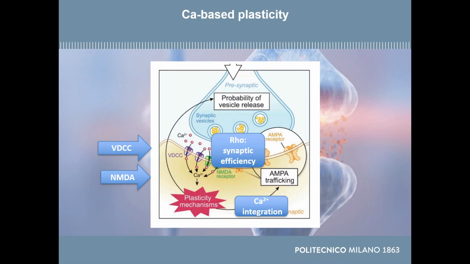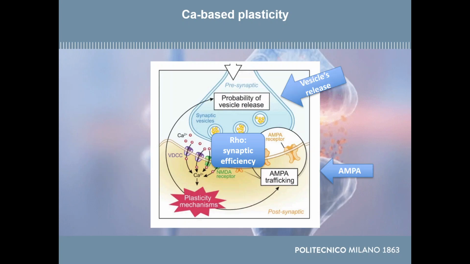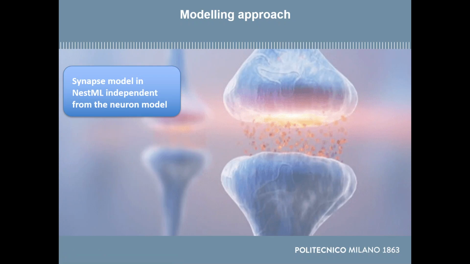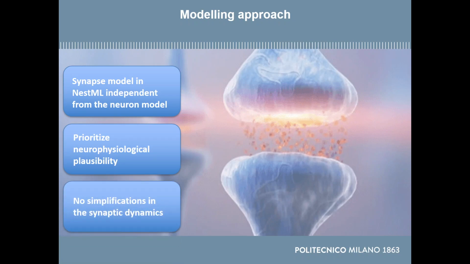Synaptic efficiency is reflected in a change in the vesicle release probability and in the number of AMPA channels on the postsynaptic neuron, modeled via the AMPA conductance. Our aim was to implement all the explained dynamics in a synapse model written in STML, prioritizing neurophysiological plausibility over computational cost. We decided not to change the synapse dynamics and to focus on coding solutions.